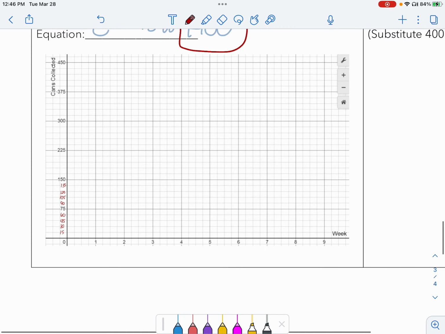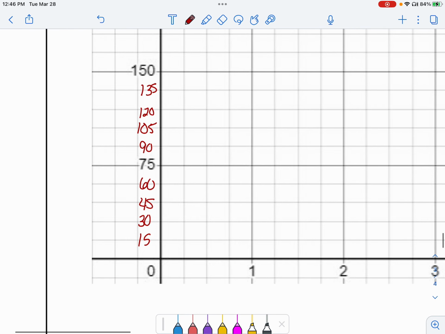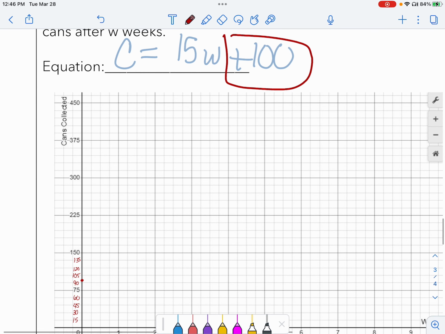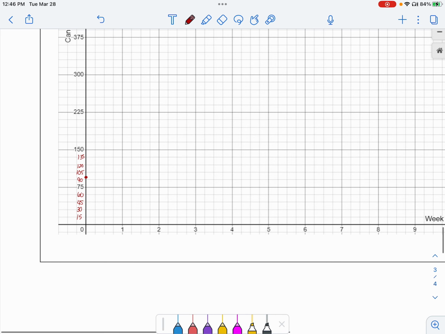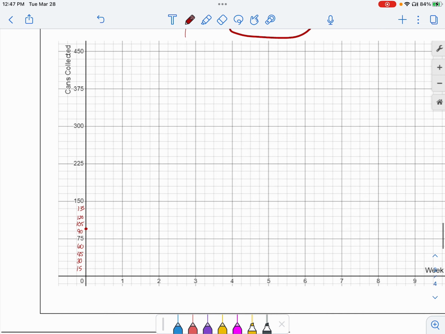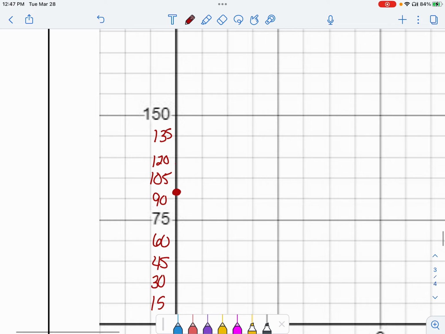All right, so our y-intercept was at 100. So here is up, where's 100 going to be? It's like right here, okay? Now what we're going to do is we need to go up 15 and over 1. That's our slope. So up 15 over 1. So let's see. Up 15 from 100 is 115. So let's go up to 115, which is right here, and then over 1 unit.